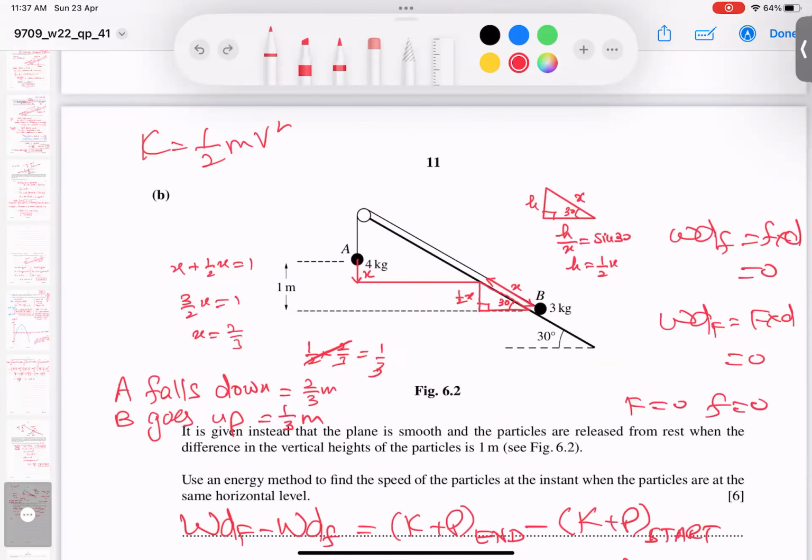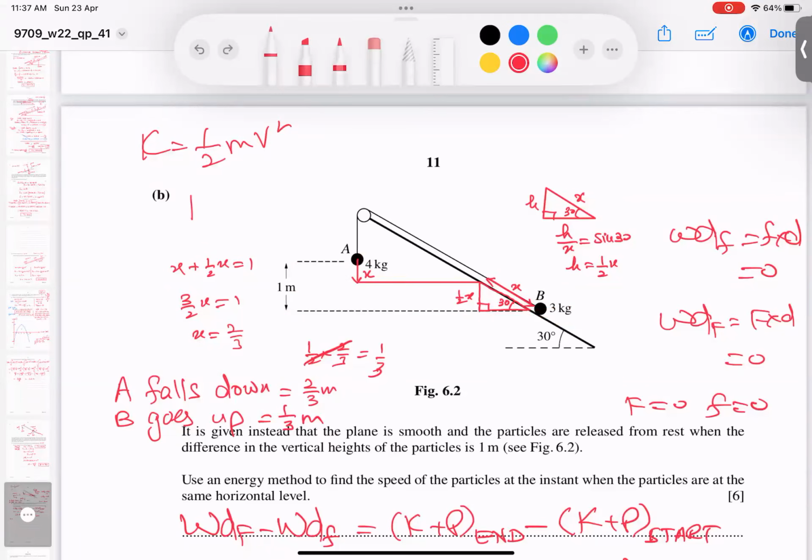No, actually we are comparing from B level, so B level is my reference level. So I will take B as the ground level. From the ground, the height of the A particle in the beginning is 1 meter. So it means B's potential energy is 0. Why? Because its height is 0. But A is not 0 because its height is 1 meter.